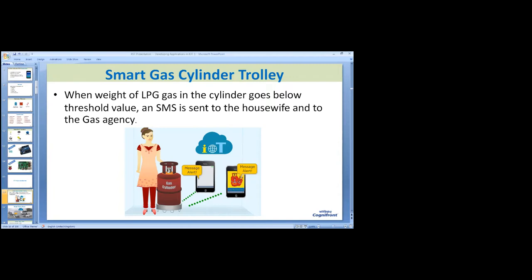This is because there is no indication, there is no way of knowing when the gas cylinder is going to get empty. So can we use an IoT device to sense the emptiness of the cylinder and send an alert or message as soon as the level of gas goes below a certain threshold?